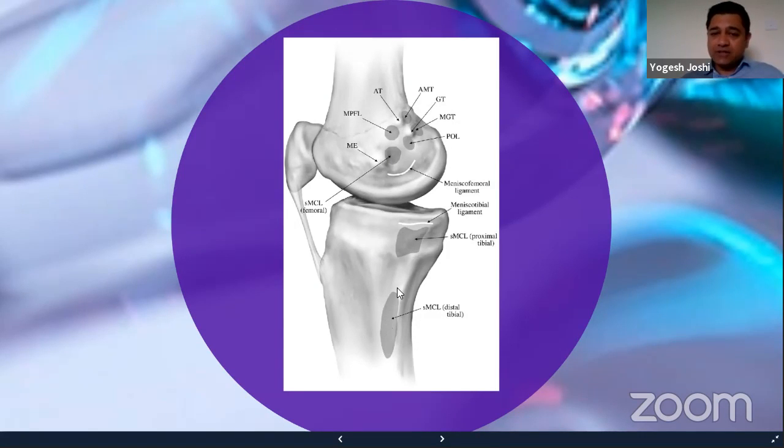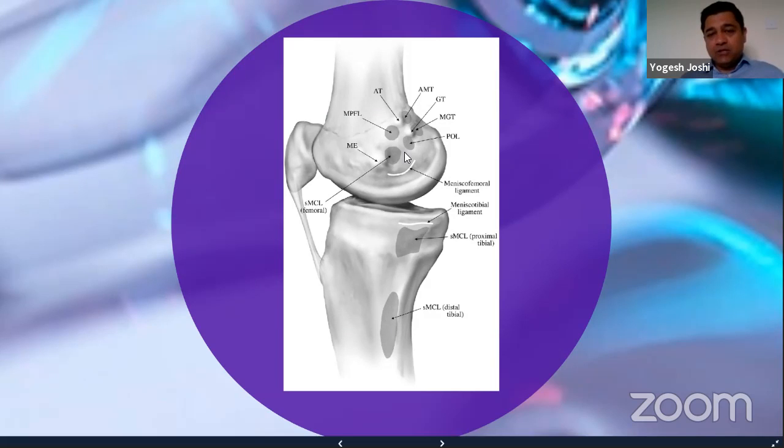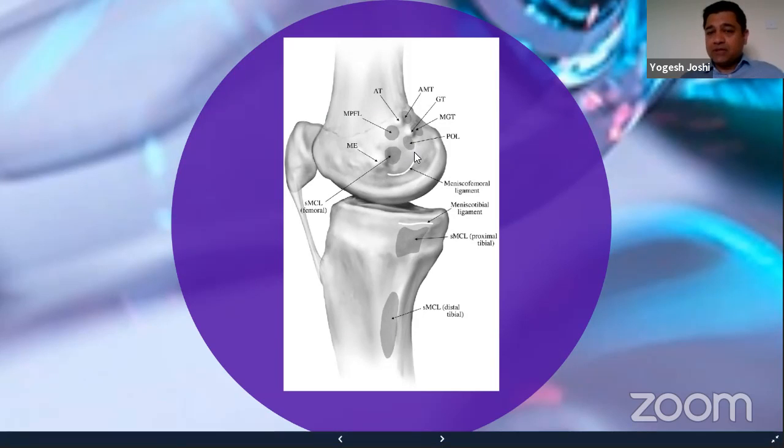Now onto the tibia, it has got two attachments. One is the proximal tibial attachment, which is attached around the groove where the semimembranosus is attached down here. And then it goes all the way down, and then the other part attaches to the posteromedial margin of the proximal tibia.